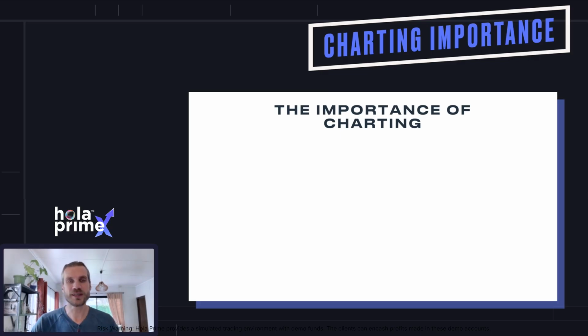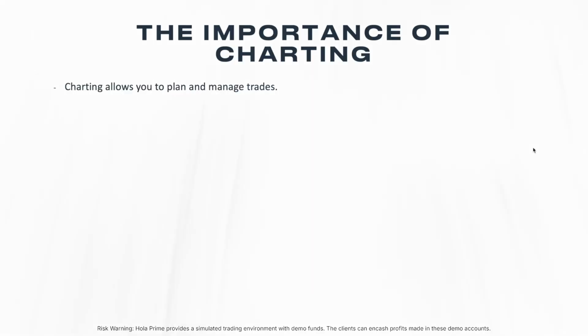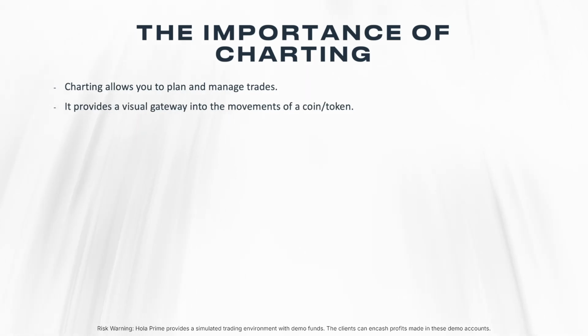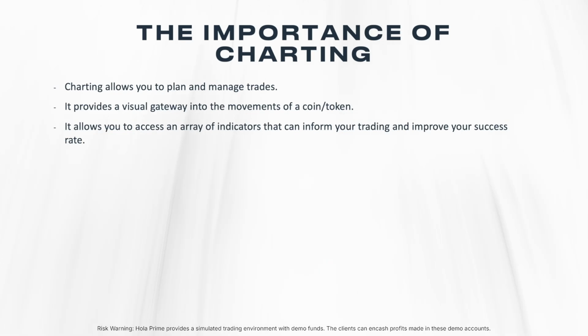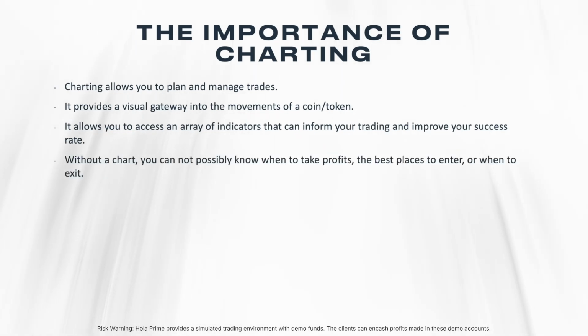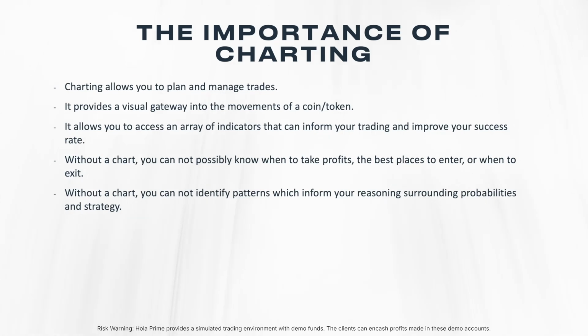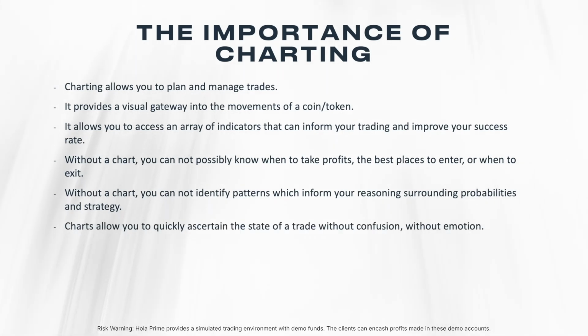The importance of charting in crypto trading cannot be understated. Charting allows you to plan and manage trades. It provides a visual gateway into the movements of a coin or token. It also allows you to access an array of indicators that can inform your trading and improve your success rate. Without a chart, you cannot possibly know when to take profits, the best places to enter, or when to exit. Without a chart, you cannot identify patterns which inform your reasoning surrounding probabilities and strategy. Charts allow you to quickly ascertain the state of a trade without confusion and without emotion.